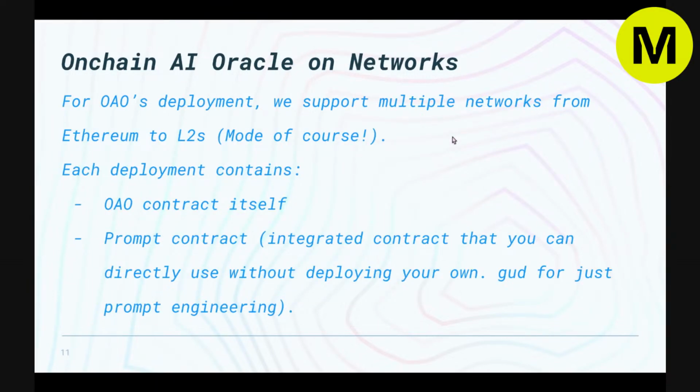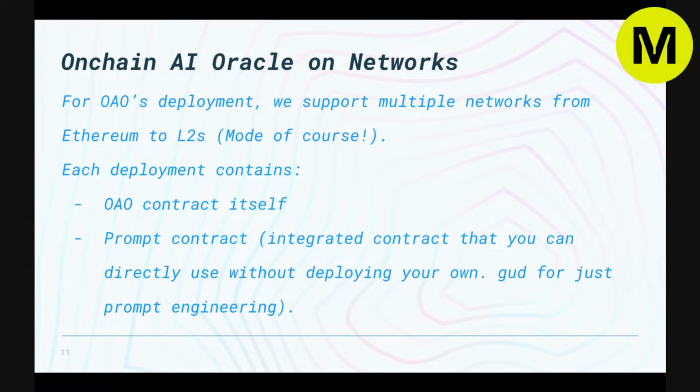And here's also some tips, some information about using on-chain Oracle on different networks. So right now, OAO is deployed on around 15 networks. We have deployed on some testnets, and also, of course, mainnets. We are deployed on Ethereum, and also major L2s, including Mode.